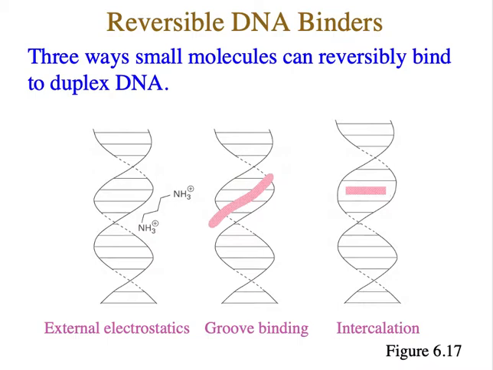Okay, there's 3 ways that small molecules can reversibly bind to duplex DNA. They can bind to the external electrostatics, and what we mean here is the phosphodiester backbone. They can bind into the groove, major or minor groove, right? They can sit in there, or they can intercalate. They can go in like a piece of paper shoving itself into a stack. They can fit in between the bases. So that's called intercalation.